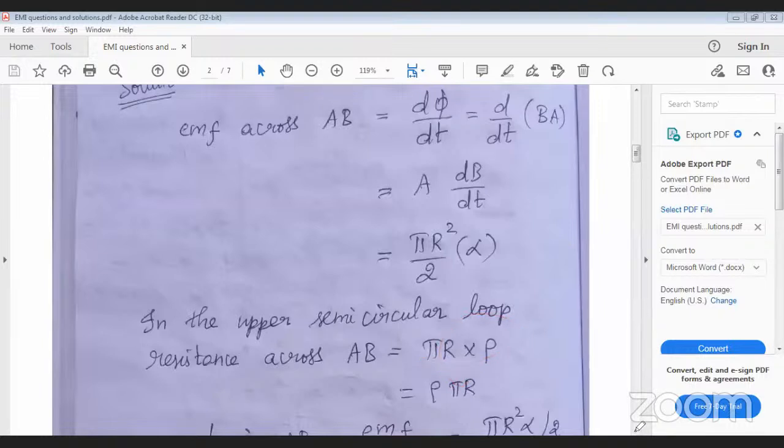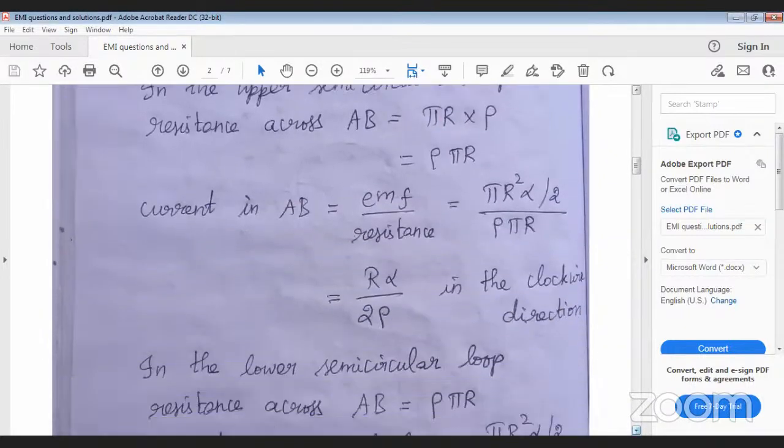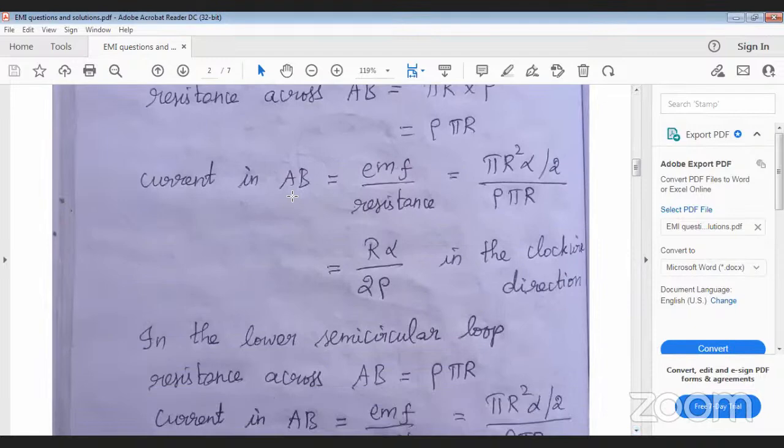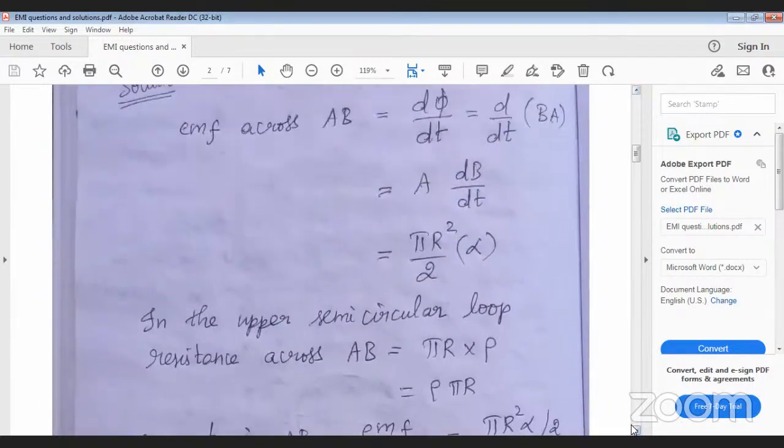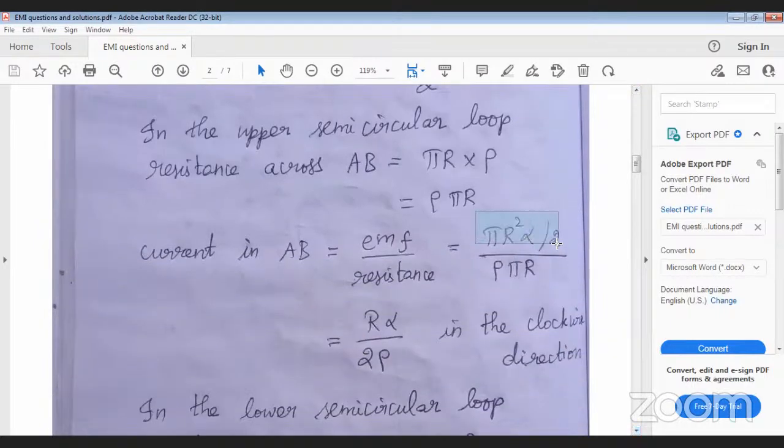And as I have told you, we need to find out the current. It is EMF by resistance. So current in AB due to the upper semicircular portion is EMF by resistance. EMF we have already calculated, pi r squared alpha by 2, and resistance is rho into pi r. Why rho into pi r? Rho is resistance per unit length multiplied by half of the circumference of the circle, that is pi r. So in the denominator you have rho pi r. When you simplify pi r squared alpha by 2 divided by rho pi r, you will be getting r alpha by 2 rho.